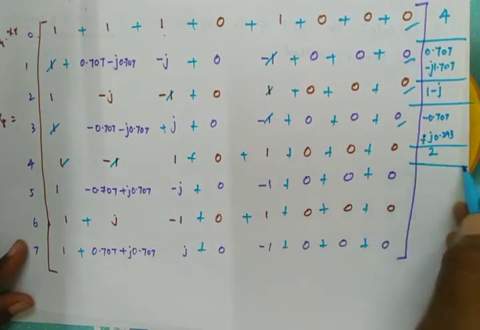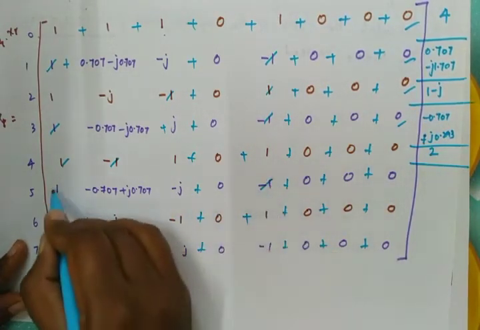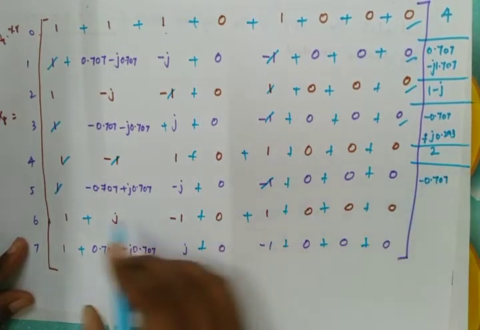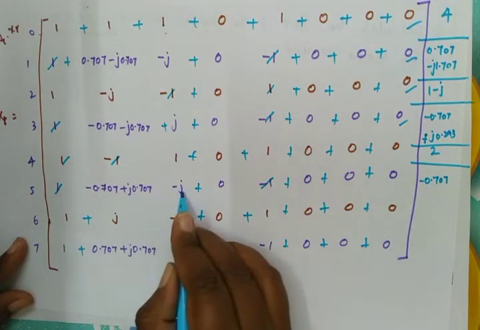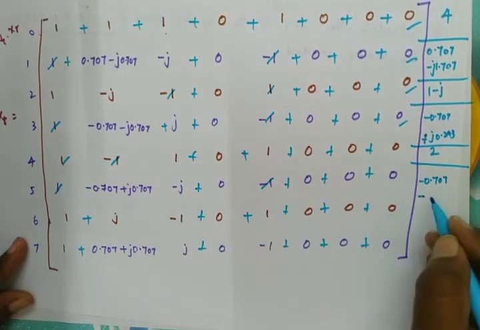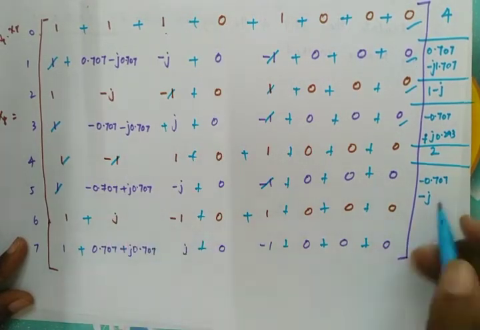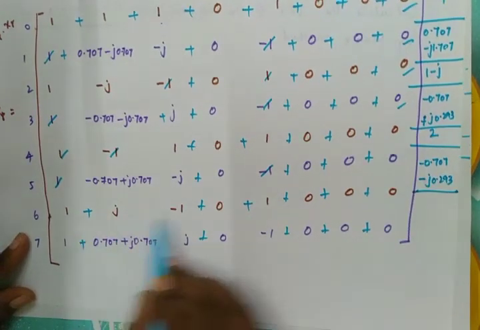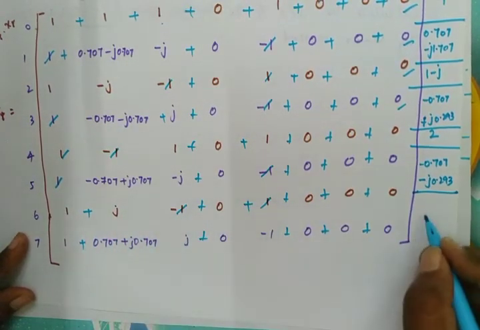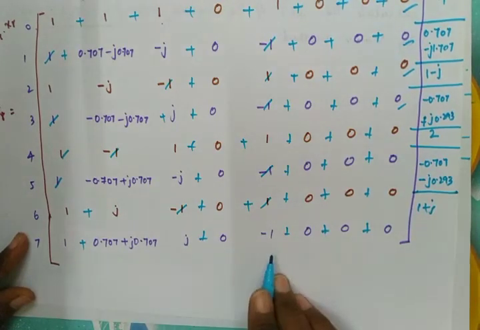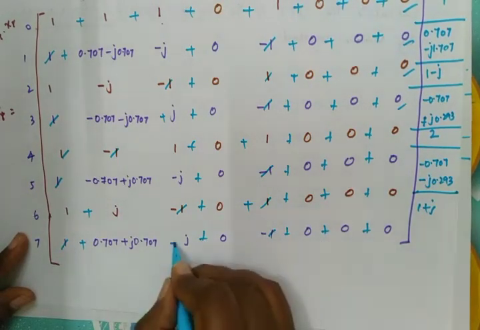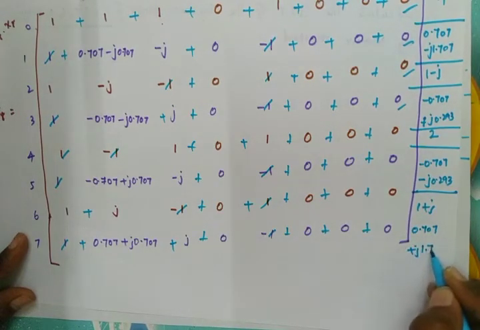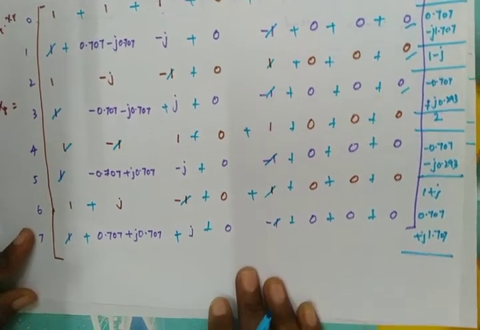Then the next one is, so here we have minus 1 plus 1. And here we have minus 0.707 and plus j minus j. So minus j. So 1 minus 0.707 is 0.293. Then the next one, and here we have plus 1 minus 1. So this is 1 plus j. Then here we have plus 1 minus 1. So 0.707 plus j 1.707. Now we have done with this.